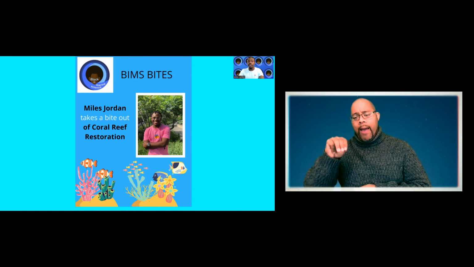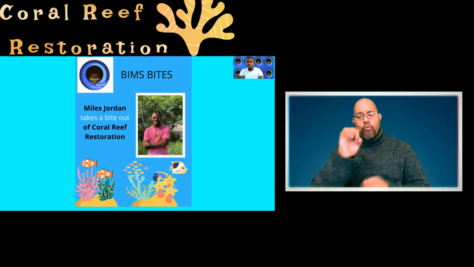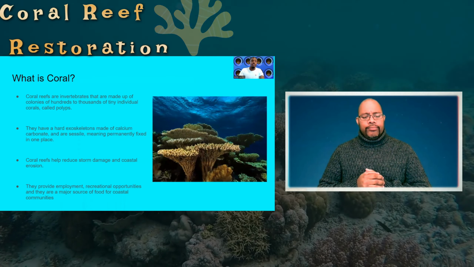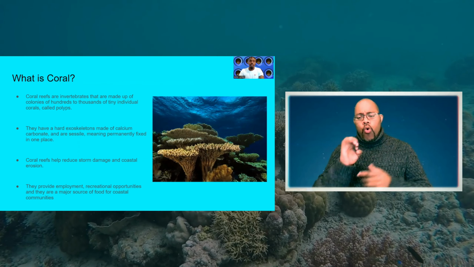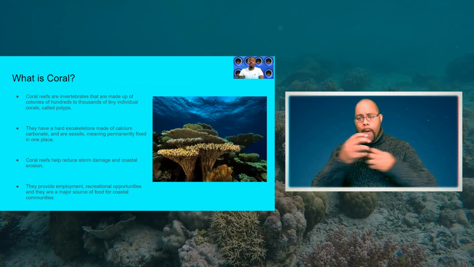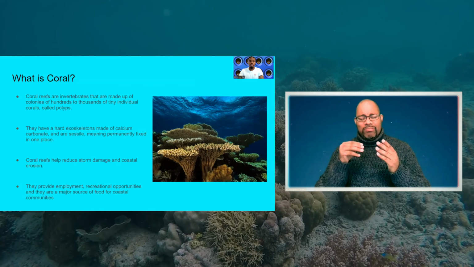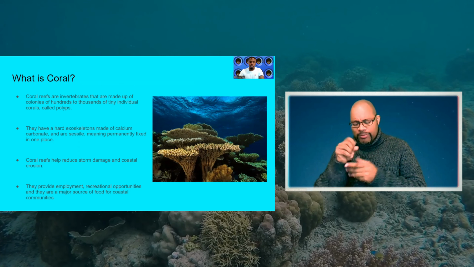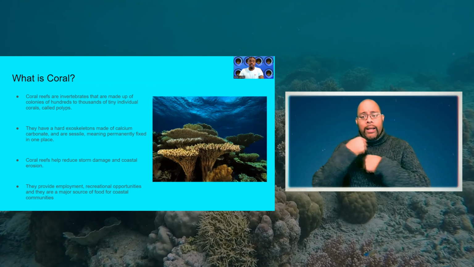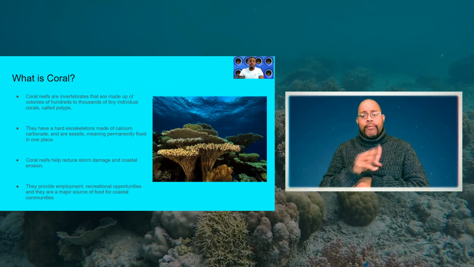And today, I'll be biting into coral reef restoration. So first to start off is, what is coral? Coral reefs are made up of invertebrates in colonies of hundreds to thousands of tiny individual corals called polyps. They have a hard exoskeleton made of calcium carbonate, and they are sessile. This means that they are permanently fixed to one place.